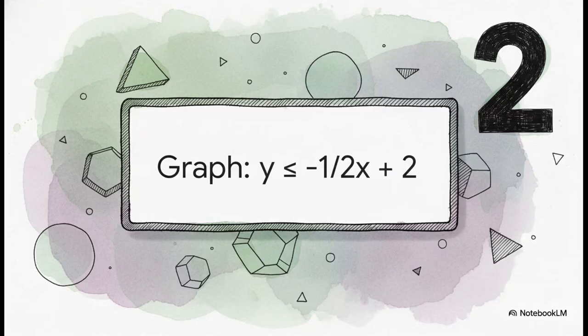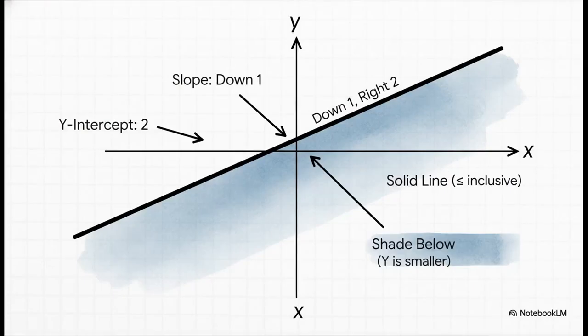Okay, ready for another one? This time, let's graph y is less than or equal to -1/2 x plus 2. We're going to follow the exact same logic. First, graph the line. It's got a y-intercept at 2 and a slope of -1/2. Now for the decisions. The symbol is less than or equal to, which is inclusive, so we need a solid line this time. And because it reads y is smaller, we shade below. And boom, there you go, the complete picture.